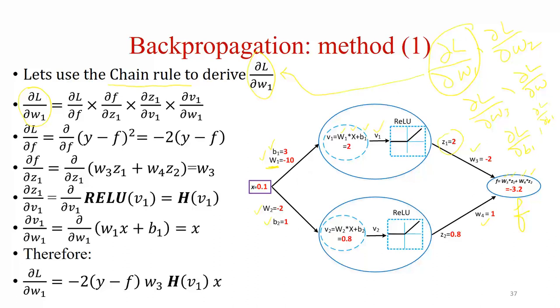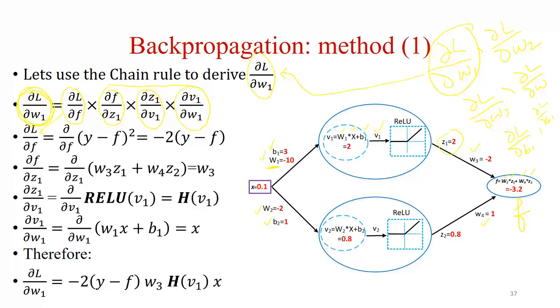So delta L over delta W1 equals, first I derive the loss with respect to the function F. Then I derive delta F with respect to Z1, then delta Z1 with respect to V1, and then V1 with respect to W1. Now I arrive at delta L over delta W1. Now I can take every one of those and evaluate it.